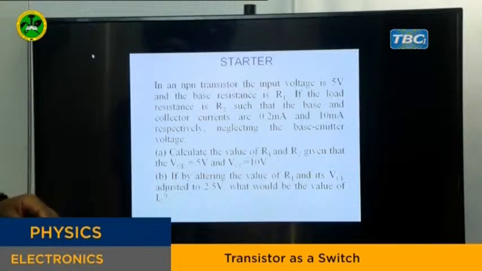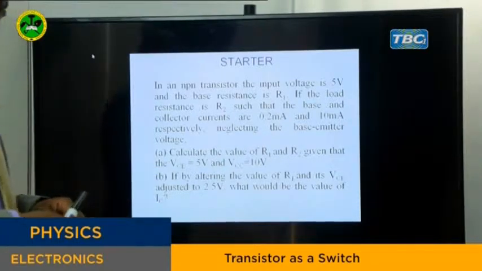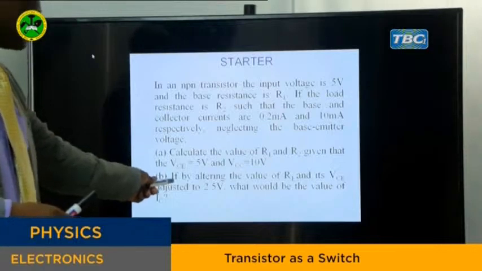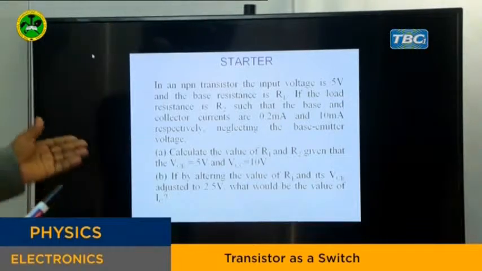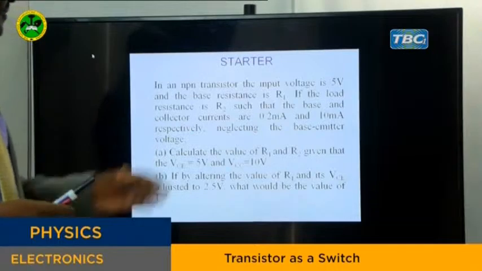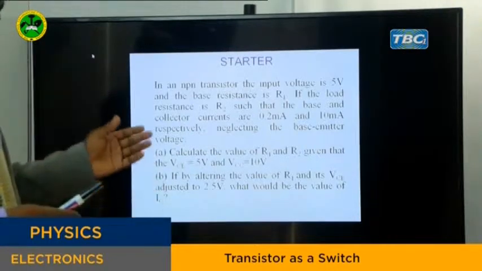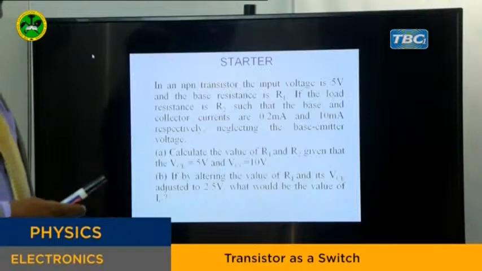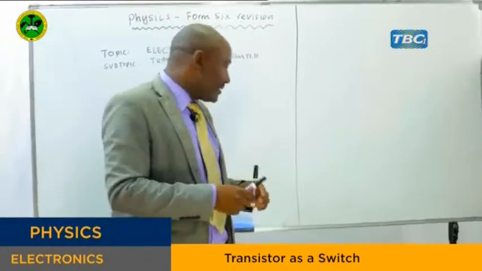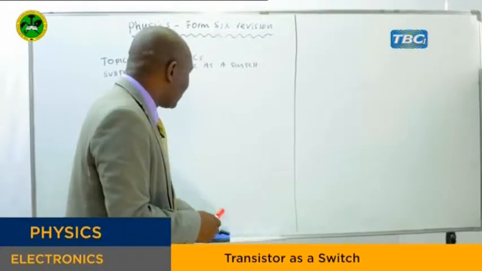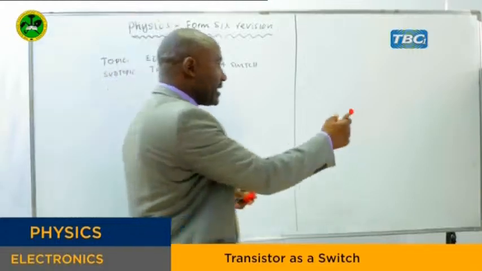The question says, part A, calculate the value of R1 and R2, given that the voltage across the collector emitter is 5 volts and the collector supply voltage is 10 volts. That's part 1 of the question. Part 2, if we change the value of R1 and its value is adjusted to 2.5, what will be the value of IC? Step number 1, you are supposed to draw the diagram representing the above information. So let's start drawing the circuit diagram for this question.